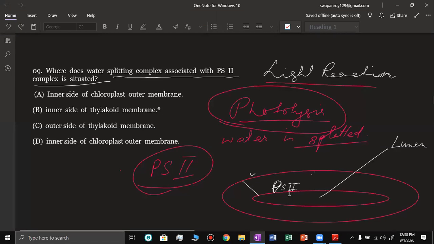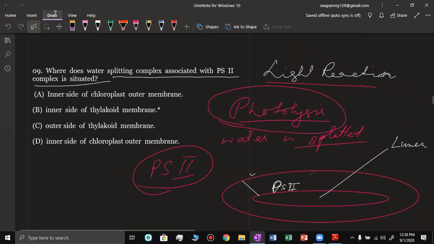it is located at the inner surface of the membrane, so the water splitting complex is also associated with the inner side of the membrane of the thylakoid. So our answer is the inner side of the thylakoid membrane. Okay, this will be the answer.